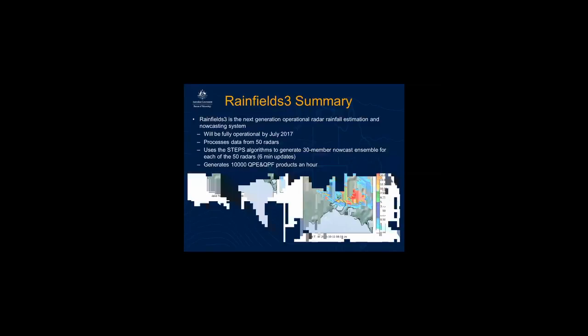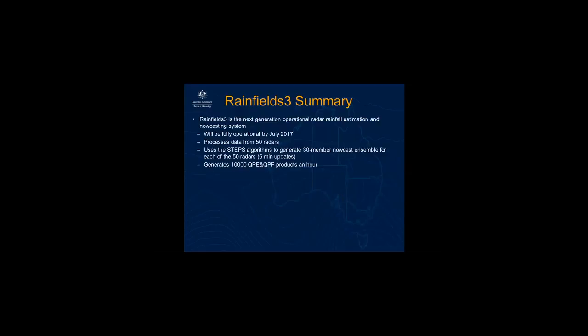So in summary then, Rainfields 3 is our next generation operational radar rainfall estimation and nowcasting system. It's in its final stages of testing and being transitioned onto operational computers, and this will be complete certainly by July 17. It takes a while to be completely certain that an operational system is ready for deployment, so we run it in parallel with Rainfields 2, and we'll do the switch over by July. It manages all 50 radars, whereas Rainfields 2 only managed 20 radars.